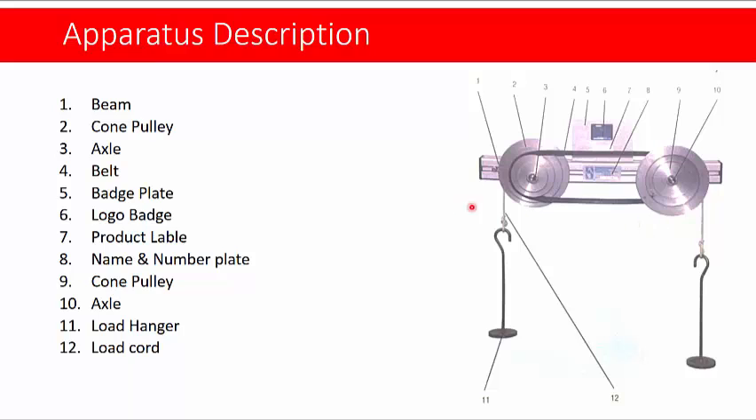Apparatus description: 1. Beam, 2. Cone pulley, 3. Axle, 4. Belt, 5. Badge plate, 6. Logo badge, 7. Product label, 8. Name and number plate, 9. Cone pulley, 10. Axle, 11. Load hanger, 12. Load cord.